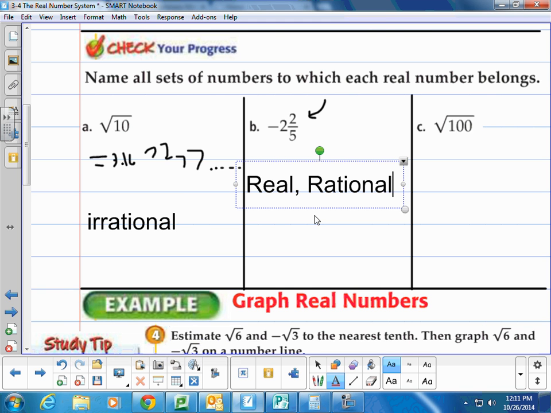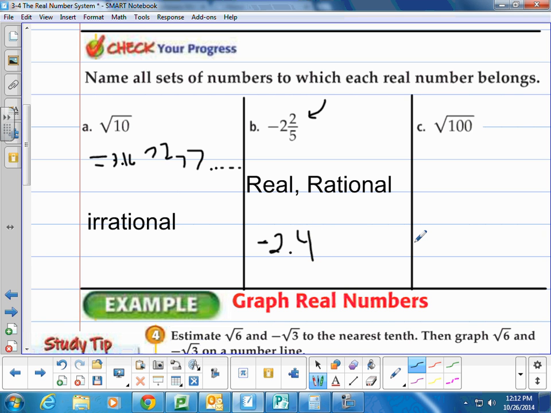That negative 2 there tells me that I could be looking at an integer, but it is not an integer because this is equivalent to negative 2 and 4/10, and that's not a whole number. That doesn't come in that set of positives and their opposites. So that is not an integer. Remember, it is not an integer just because you see a negative there, because of that decimal place. So this is real and it is rational.